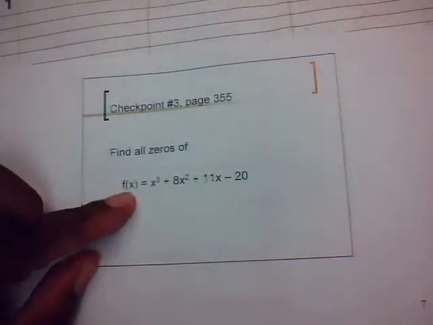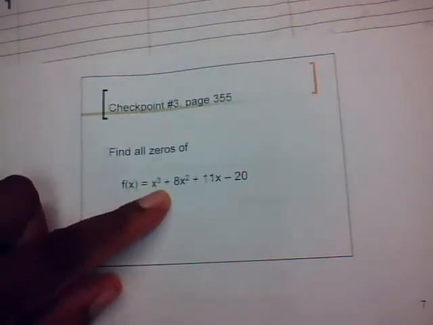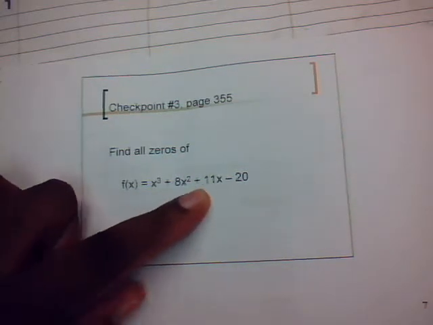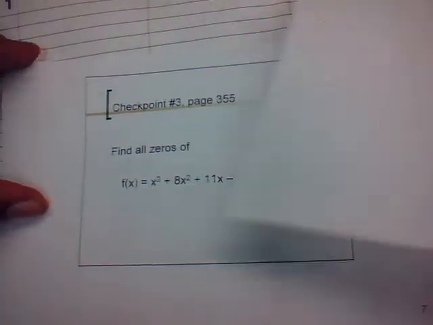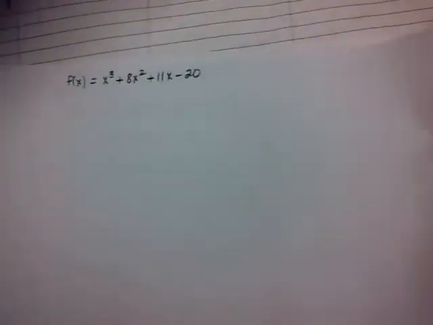Here we want to find all the zeros of this function. f of x is equal to x cubed plus 8x squared minus 11x minus 20. Okay. So I'm going to go ahead and write down the function here, and then you'll see how this is going to be done. This is f of x is equal to x cubed plus 8x squared minus 11x minus 20.